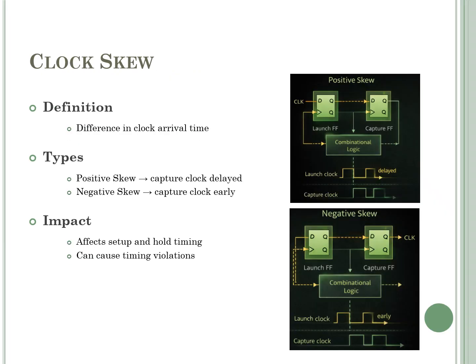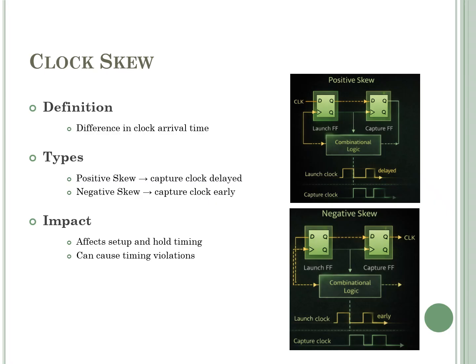Till now, we assumed something ideal, that the clock reaches all flip-flops at the same time. But in real circuits, that never happens. Clock skew is the difference in arrival time of the same clock signal at different flip-flops. Same clock, different arrival time. Let's understand this with two flip-flops, the launch flip-flop and the capture flip-flop.